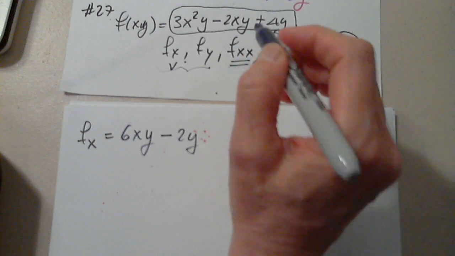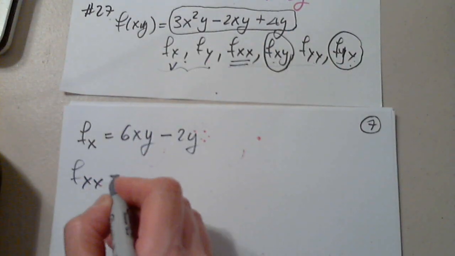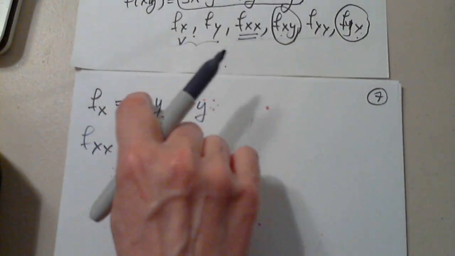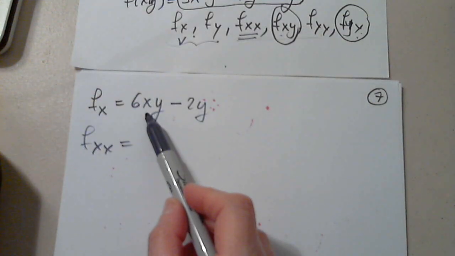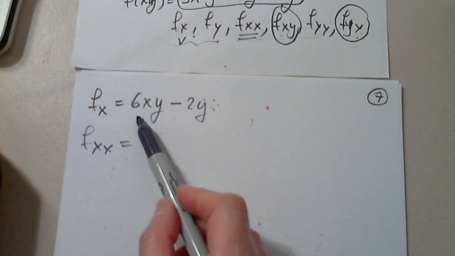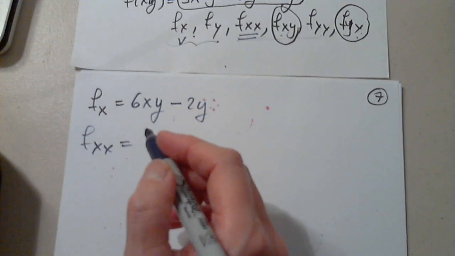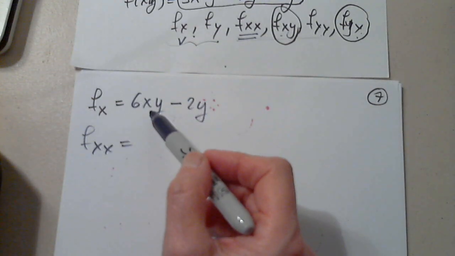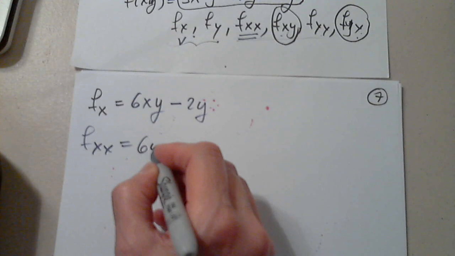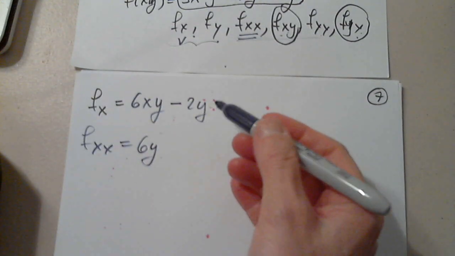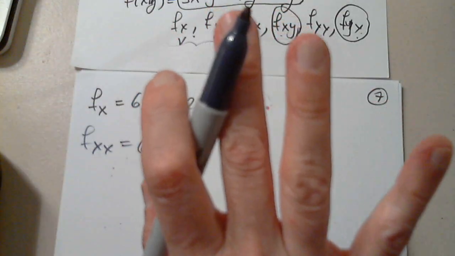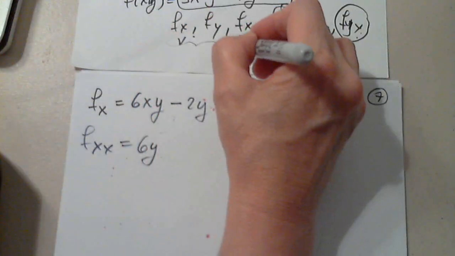I want to move on to fxx. We want to differentiate this function with respect to x only. So let's look at the first term. Would it be 6x what? Oh, 6y. That's it. Is there x in here? No, ma'am, so it's a constant. Constant prime is done. Okay, so we're done with this.